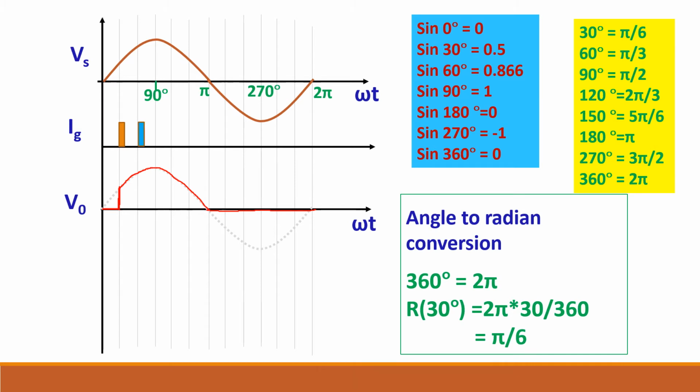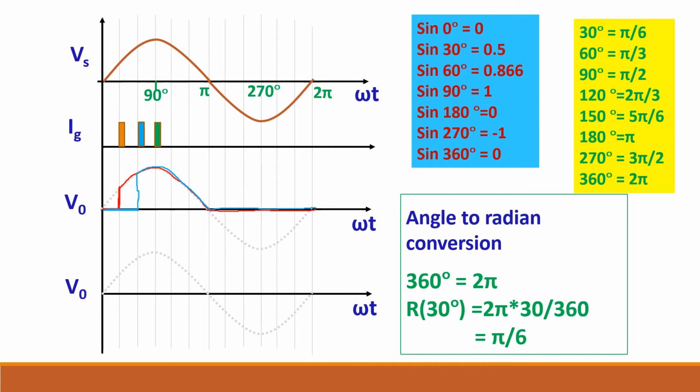Next we will do for another angle. Suppose I am applying the gate pulse at 60 degree. So one box is 30 degree, this is 60 degree. So let me change the color of the pen. So in this case output voltage will be 0 till 60, then follow the input voltage waveform, then 0.